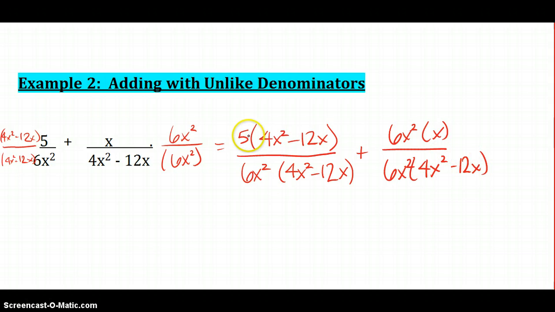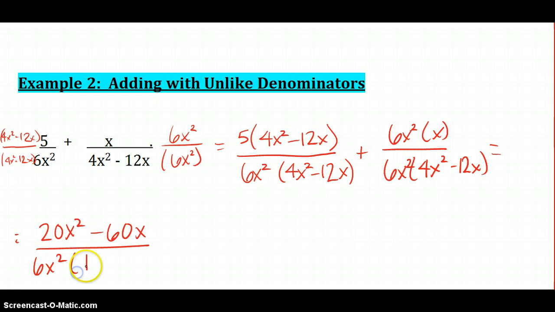Now I'm going to go ahead and distribute in my numerator so I can add my numerators together. So I'm going to go down here and distribute my 5 through to each term. So I have 20x squared minus 60x. That's still over the 6x squared times 4x squared minus 12x.